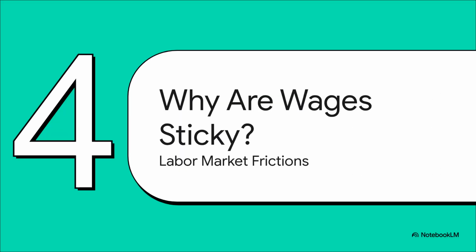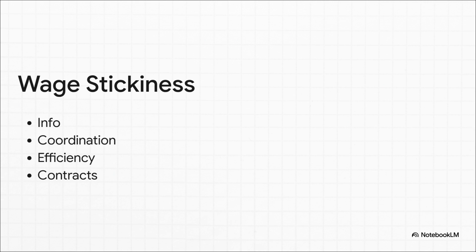Which brings us to Section 4, why are wages sticky? So you might be wondering, why don't wages just instantly plummet the second a recession hits? We call this wage stickiness, and it's driven by four main frictions. First up, imperfect info. Workers get confused by inflation and temporarily work more. Second, coordination problems. No firm wants to be the absolute first to slash pay and risk losing their top talent. Third, efficiency wages. Companies willingly overpay just to keep you happy and productive. And finally, long-term contracts legally lock in nominal wages for years, completely ignoring sudden economic shifts.